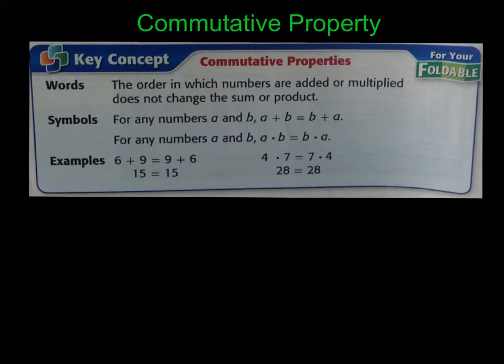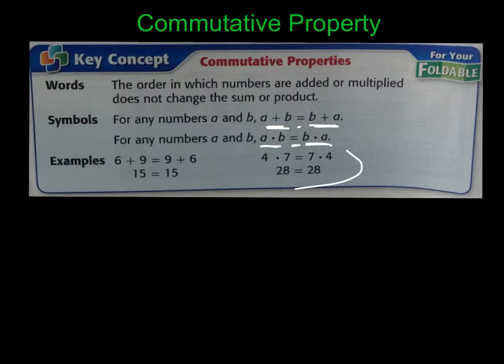The commutative property deals with addition and multiplication. And so what it means is the order that the numbers are added or multiplied doesn't change the sum or product. So it doesn't change the answer to the addition or multiplication problem. Okay, so they give you an example here. It says A plus B equals B plus A. Or in multiplying, A times B is going to be the same as B times A. It doesn't matter the order.